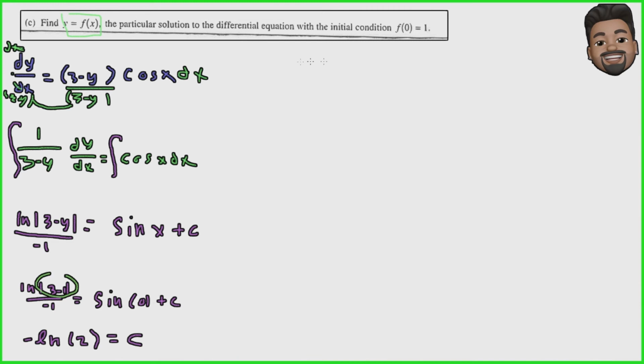What is sine of 0? Sine of 0, if we go to the unit circle, is right here, (1, 0). Sine is the y value, so sine of 0 is 0, so we get c equals negative ln of 2. We're going to take this and plug it right back into here, so let me go ahead and write it up here like this.